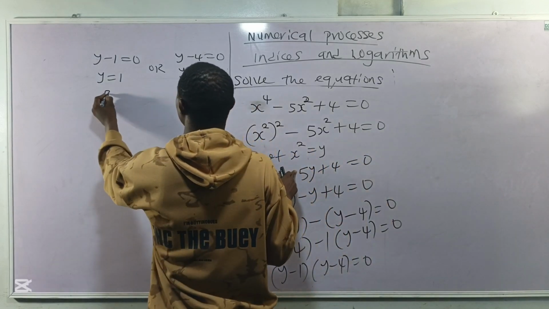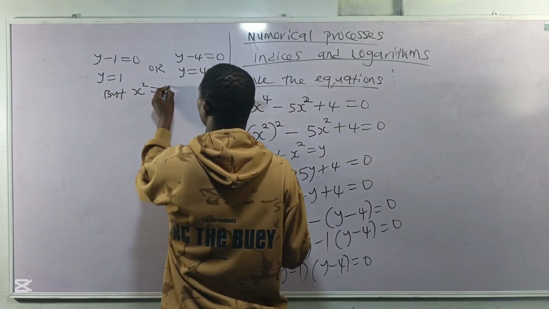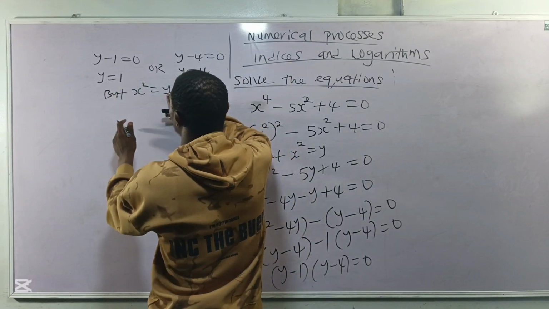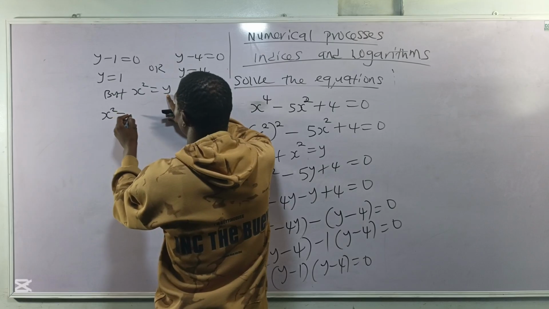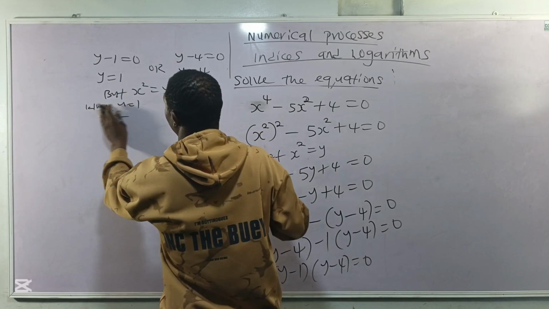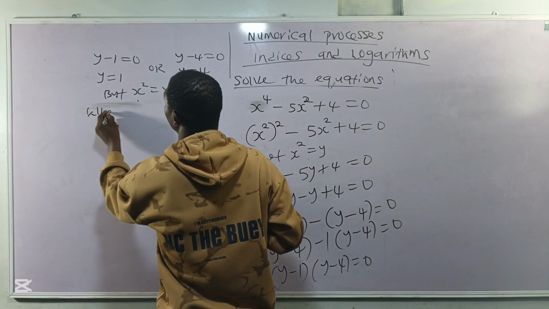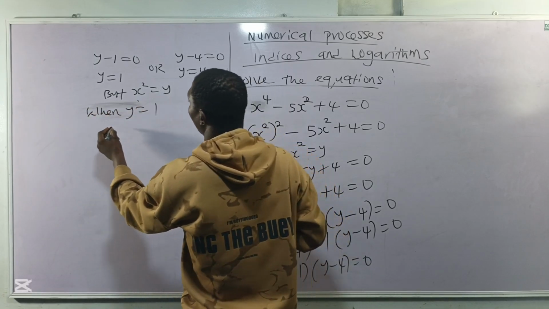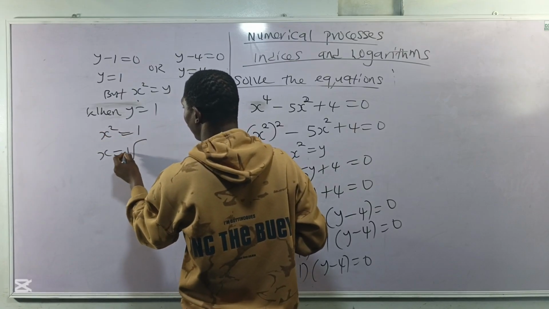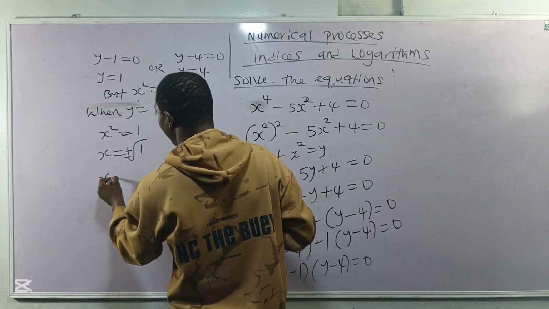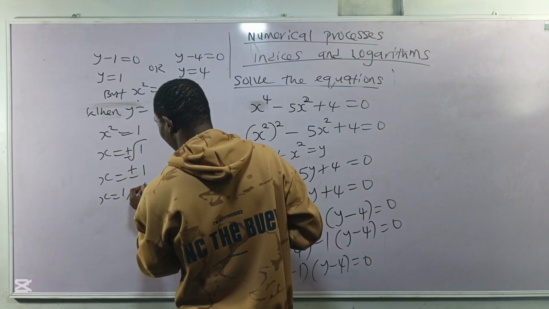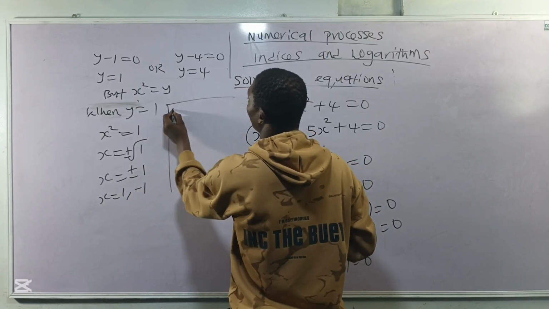So we say but x squared is equal to y. Therefore, wherever I see y, I'll put this value. So when y is equal to 1, I have x squared to be equal to 1, and x will be equal to the square root of plus or minus 1, which gives me x equal to plus or minus 1, which is x equals 1, comma, minus 1.